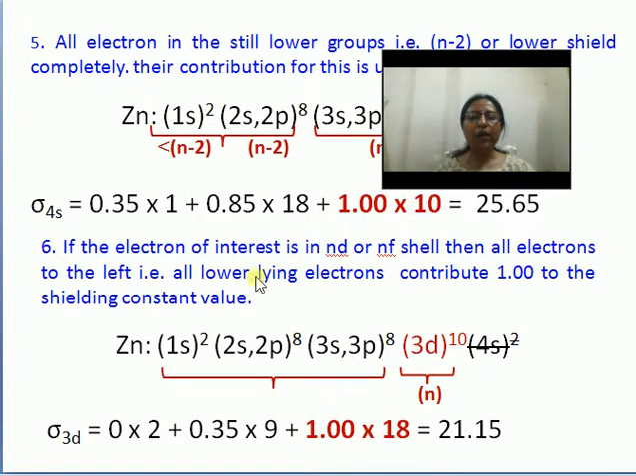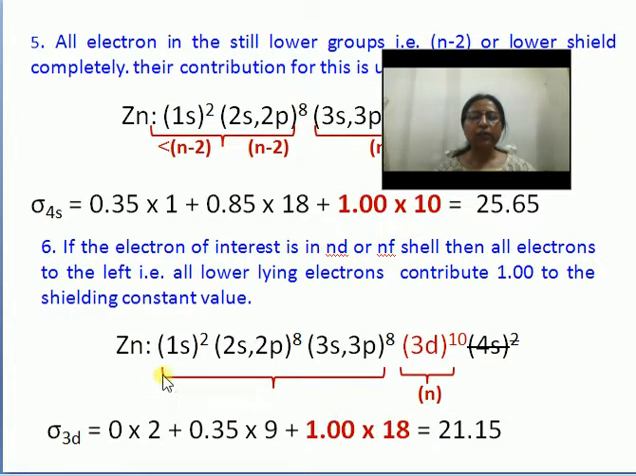Now another rule tells us that if the electron of interest is in an nd or nf shell, then all electrons to the left, that is all lower lying electrons, contribute 1 to the shielding constant value. This is very important and different, so you have to remember it carefully. It is applicable only when you calculate the sigma value for nd or nf kind of electrons.